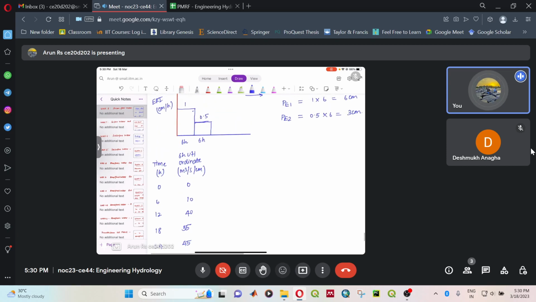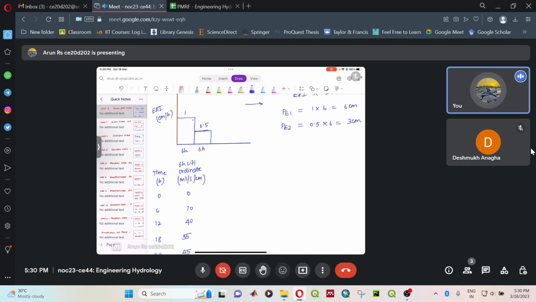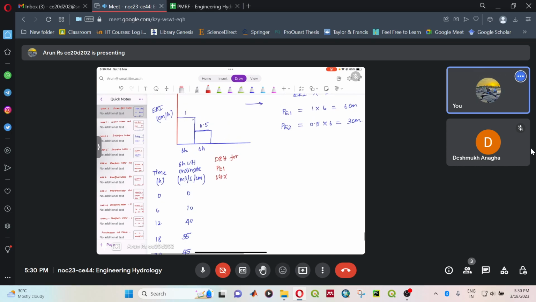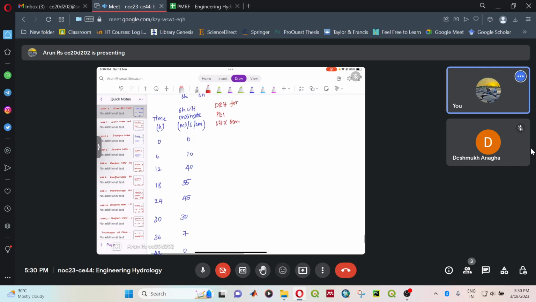Now we need to find out what is the direct runoff hydrograph for the first event. So this is DRH for precipitation event 1. So I'm going to multiply the unit hydrograph ordinate with the rainfall excess, which is 6 centimeters. So this will be 0 into 6, this will be 10 into 6, and we can continue.